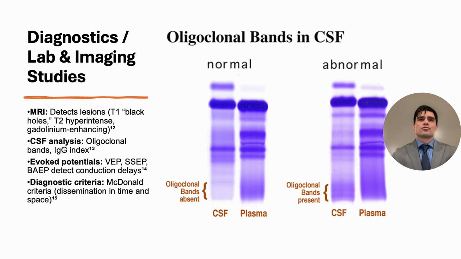Cerebrospinal fluid analysis can detect oligoclonal bands and an elevated IgG index, indicating immune activity in the CNS. And you can see that illustrated here. Evoked potentials, including visual, somatosensory, and brainstem auditory tests, measure conduction delays in affected pathways. The McDonald criteria are used to establish the diagnosis by showing dissemination of lesions in time and space.